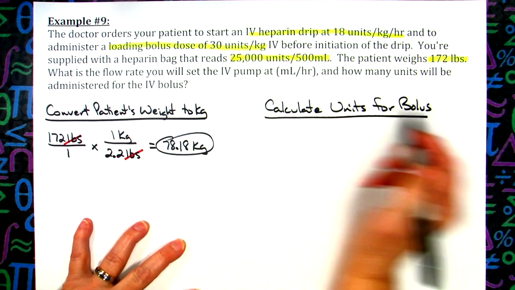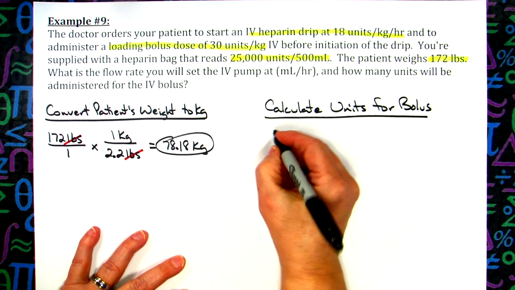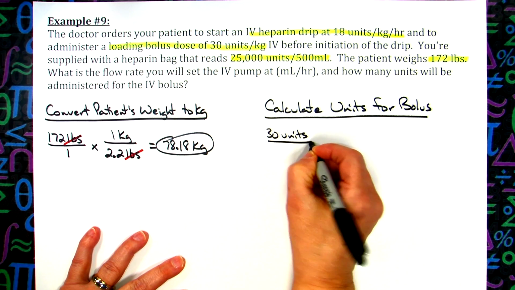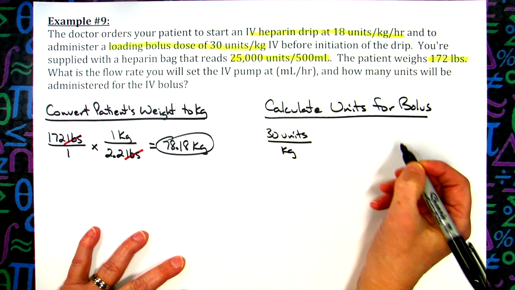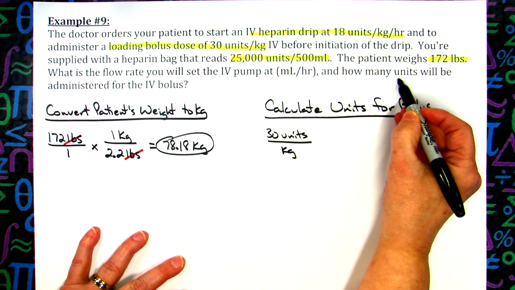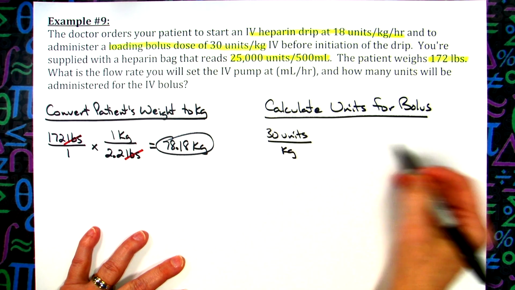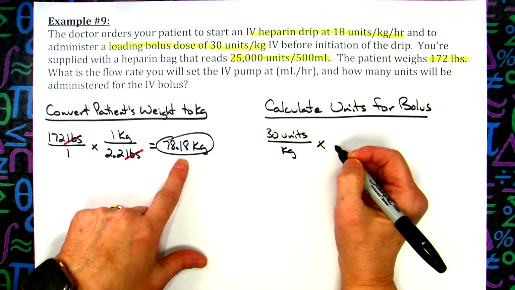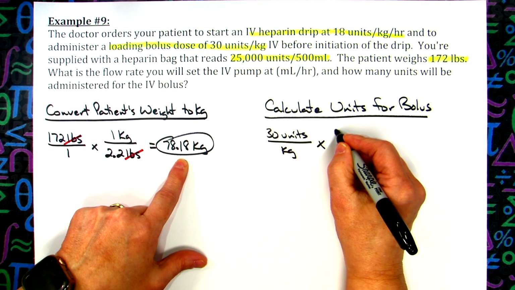All right, so what was ordered was 30 units per kilogram. So I'm going to start there at 30 units per kilogram. Okay, now the question asks for how many units. That means when I get done here, I just have to have units. The only way to get rid of kilograms would be to involve the patient's weight. So I can cross out those kilograms.